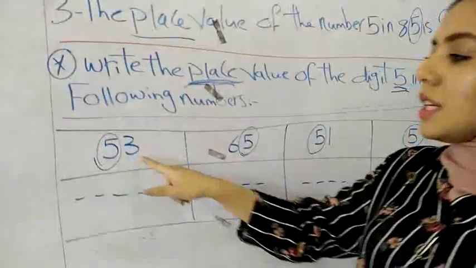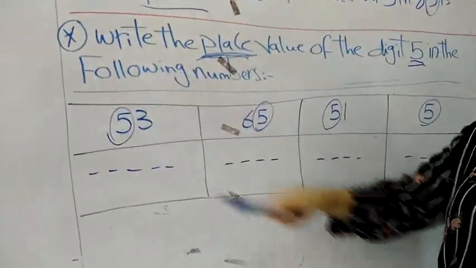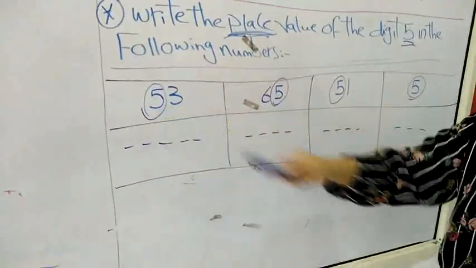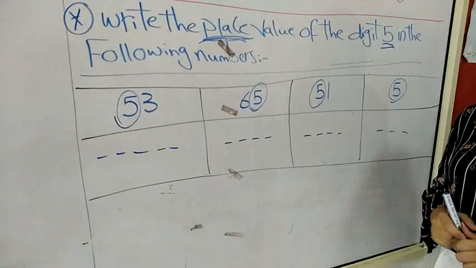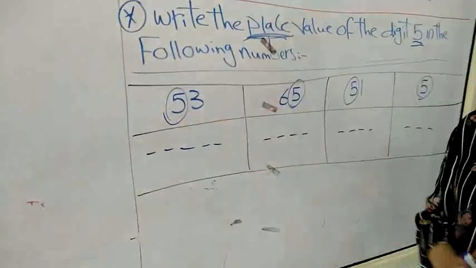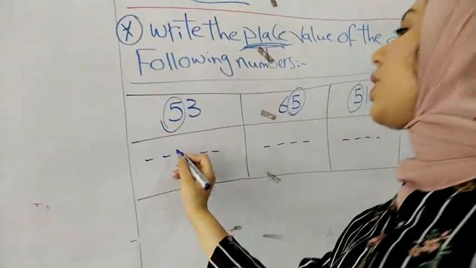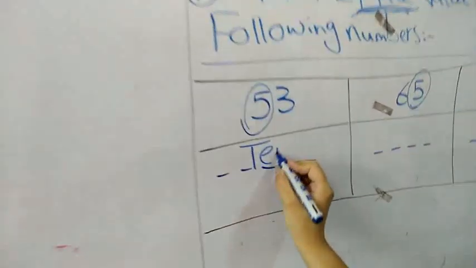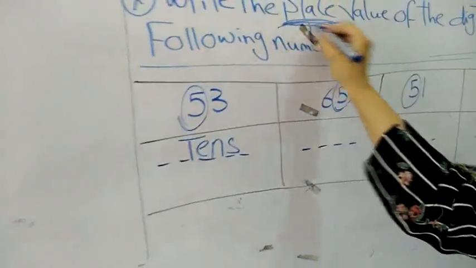Now, this number 53. 5 stays in the first place or the second place? First here and this the second. So it is in the second place, the tens place, because he asked about the place value.